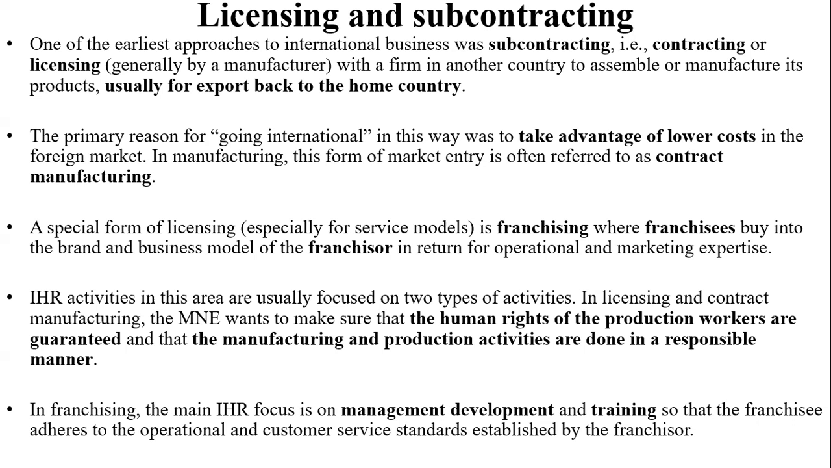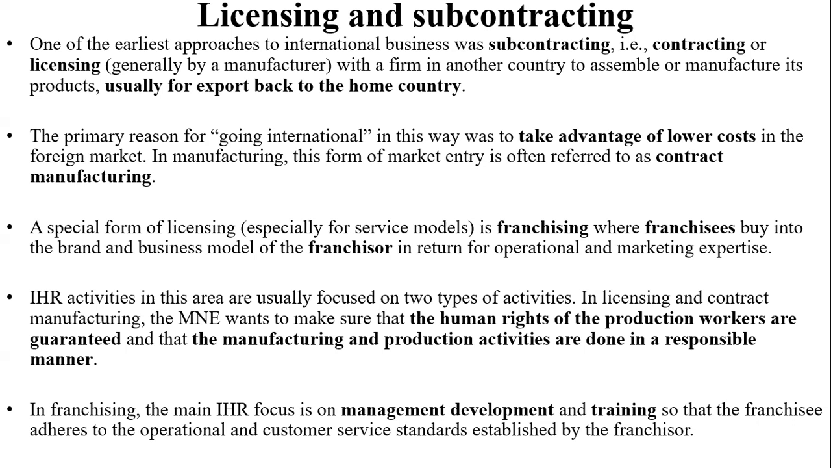Now, a special form of licensing is what we call franchising, wherein the franchisee buys into the brand and business model of the franchisor in return for operational and marketing expertise. Some of the IHRM activities in this area focus on assisting in licensing and drafting the contracting from the manufacturing company. It also ensures that the human rights of the workforce working for the franchisee are not compromised because of the need to adhere to the required labor law and ISO standardization. They are also equally interested in making sure that the standard put forth by the franchisor is not compromised by the franchisee.